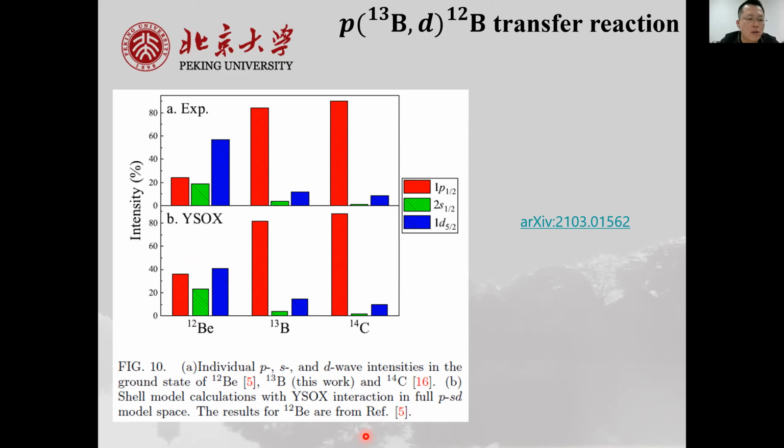You can see the measured intensities for these nuclei can be reproduced by the theoretical calculation. They match each other. Okay, this work has been submitted to Physical Review C, and you can read it on arXiv.